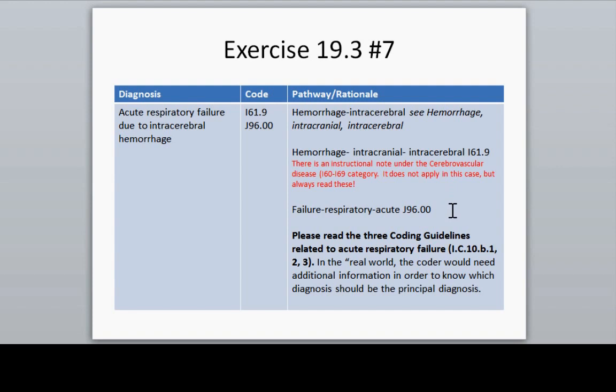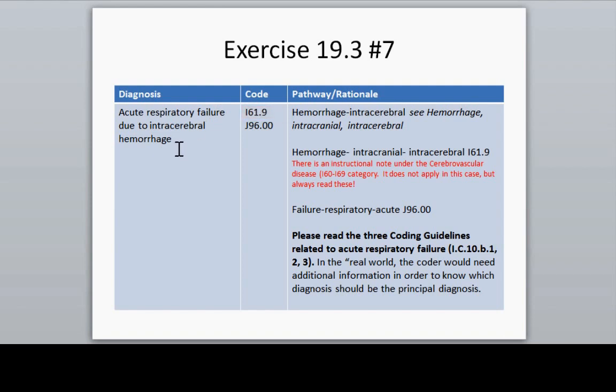Then there's the respiratory failure here. There are 3 coding guidelines related to acute respiratory failure, and in the real world, I have a note, the coder would need additional information to know which diagnosis should be the principal. If the acute respiratory failure was the reason why you were admitted, then that would be the J96 code first. And if the intracerebral hemorrhage was the reason for the admission, then it would be I61.9.